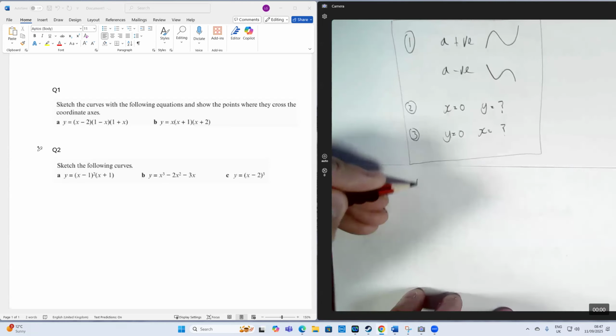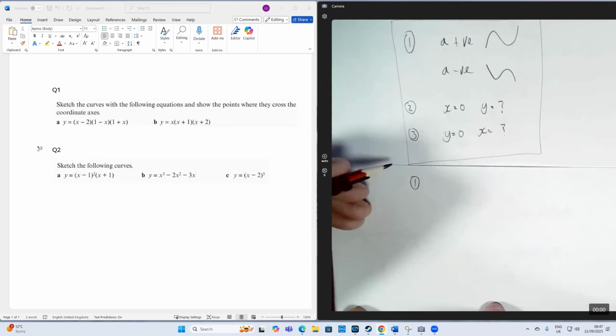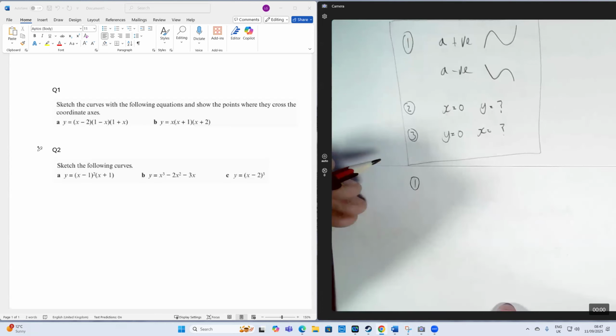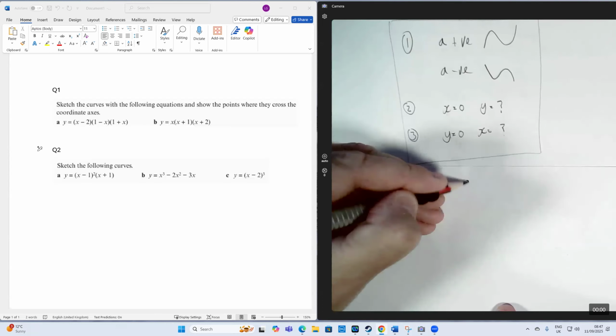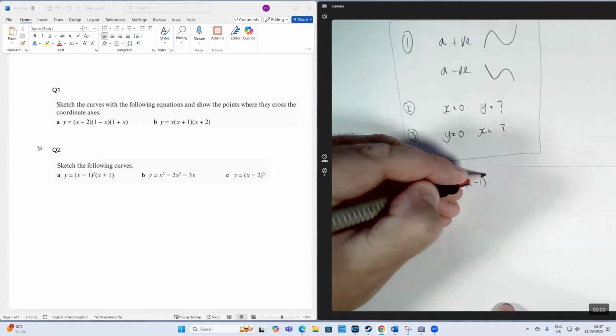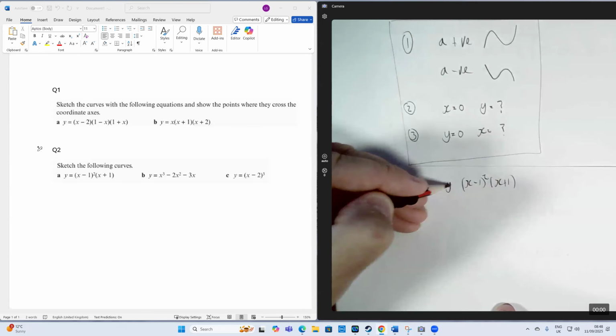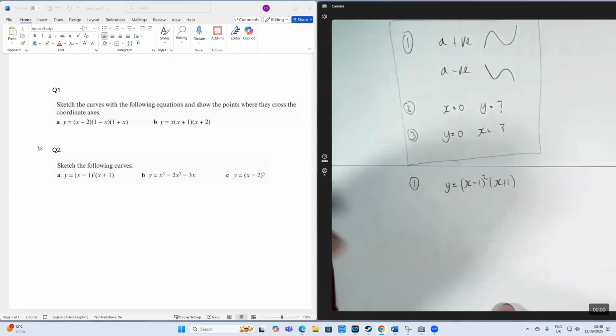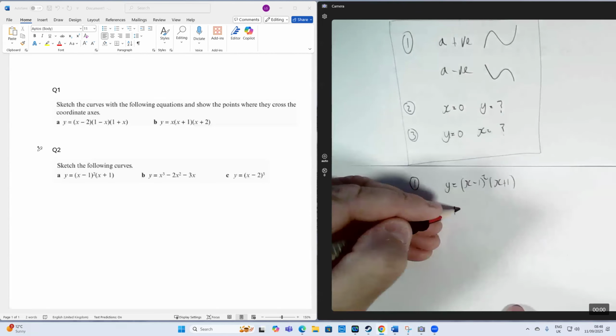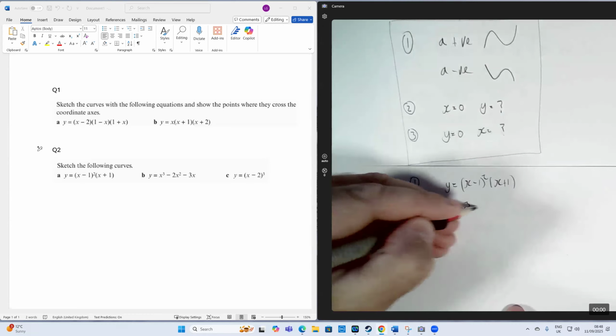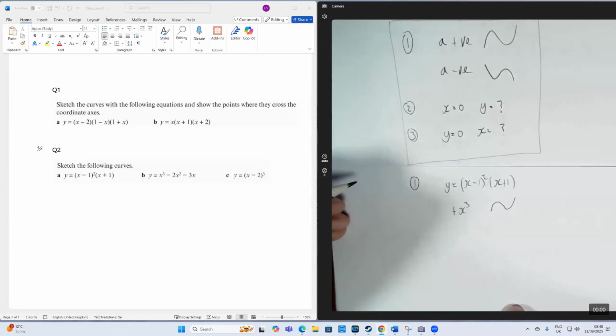So question 1, what's the coefficient going to be of the x cubed? We have (x - 1) all squared. I'll just write what it is: (x - 1) all squared times (x + 1). So (x - 1) all squared times x is going to give you a positive coefficient of the x cubed. So it's going to be that kind of shape. Okay, that's our first thing.